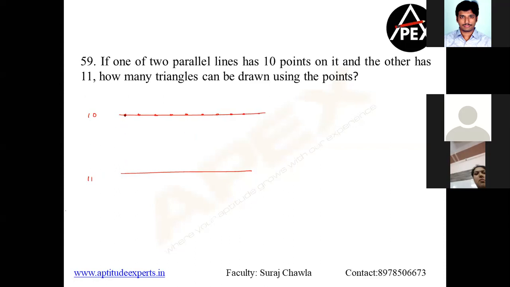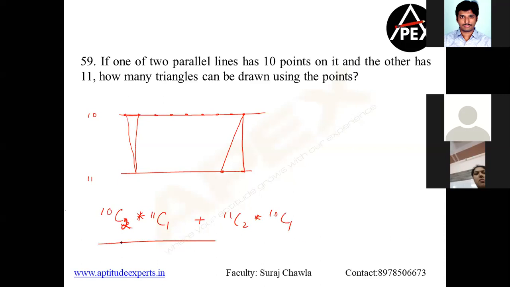So what is the concept? Now, since they are collinear points, I can pick 2 points from here and I can pick any 1 point from here and I can make a triangle. So from 10 points, I'm picking any 2 points. And along with this, from 11 points, I'm picking any 1 point. Or I can pick any 2 points from here and I can pick any 1 point from the top line. Clear? Or it's going to be 11C2 into 10C1. Clear? So this is going to be the simplest way in which you can simplify and get your answer.